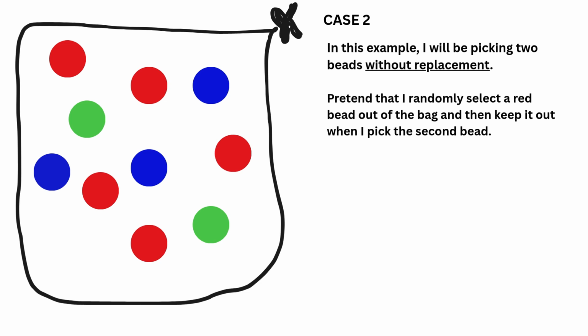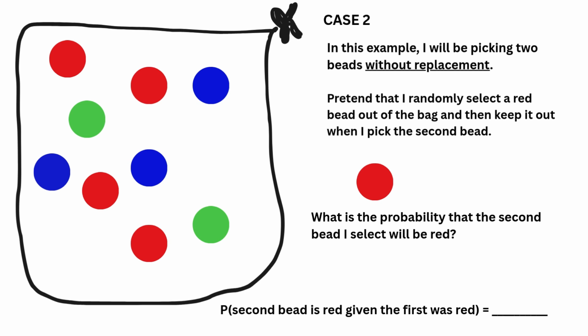Now in case 2, I will be picking 2 beads without replacement. Pretend that I randomly select a red bead out of the bag, and this time I'm going to keep it out when I pick the second bead. I'm going to take that same red bead and I'm going to set it out on the table. Now I'm going to go draw the second bead. What is the probability the second bead I select will be red, given the first was red? Well, if you look in the bag, now there are only 4 red beads, and there are only 9 total beads. So that probability is 4/9.